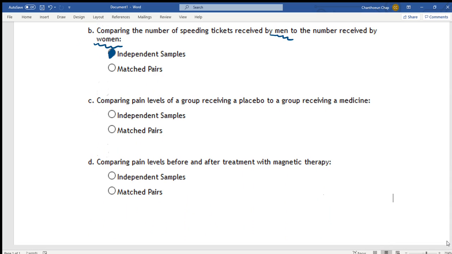Part C, comparing pain levels of a group receiving a placebo to a group receiving a medicine. These two groups are different groups, so they must be independent samples. They have no relationship to one another. Part D, comparing pain levels before and after treatment with magnetic therapy. These are the same individuals. We're comparing the person before the treatment and the person after the treatment, so these are matched pairs.